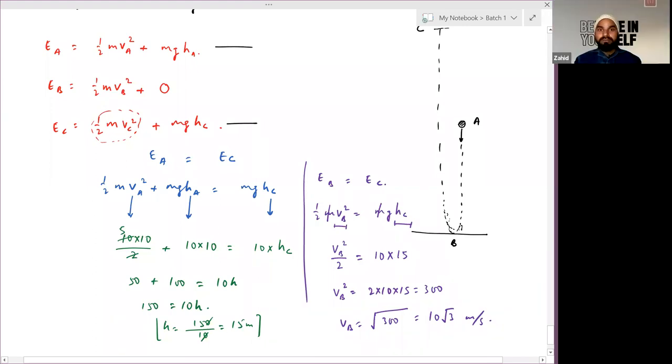Okay, as I'm not well today, so let's stop here. In the next class, I will continue, and then we will do collision, the last part of this chapter, and then circular motion. Okay?